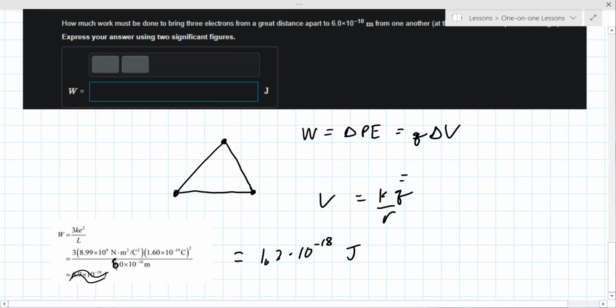That might work. 1.2 times 10 to the minus 18. It's just down here on the right. Perfect. Let's go on to the next one. Okay. The next one is 17.35.